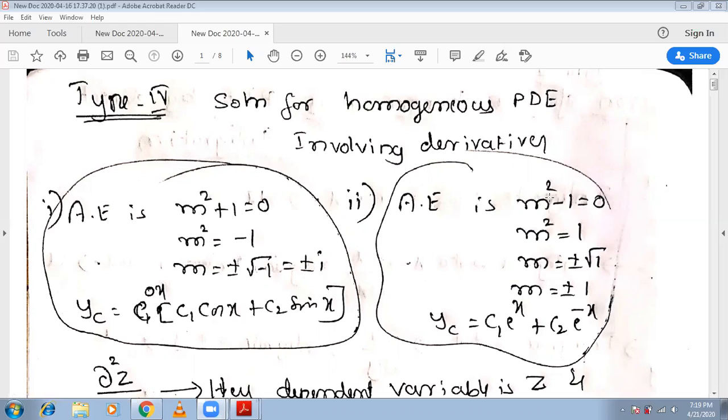If the auxiliary equation is m square minus 1 is equal to 0, m square is equal to 1, m is equal to plus or minus root of 1, m is equal to plus or minus 1, and here the roots are real and different. The solution is yc is equal to c1 into e power 1x plus c2 into e power minus x. We have already studied this in the second module, differential equations. Here we have to find the solution for homogeneous PDE.